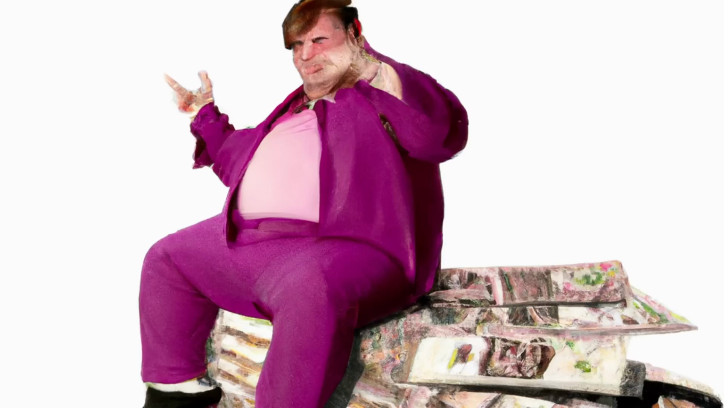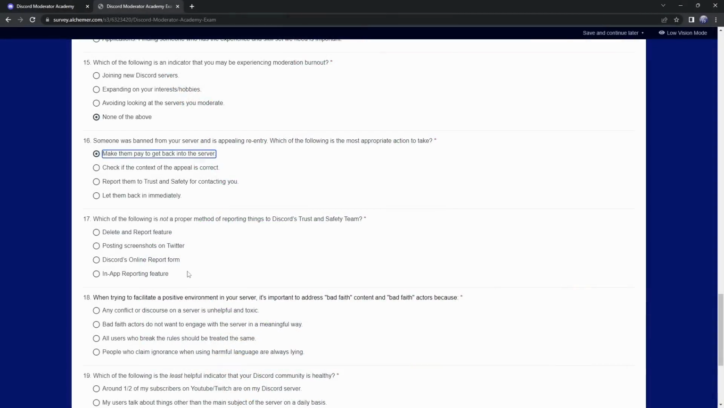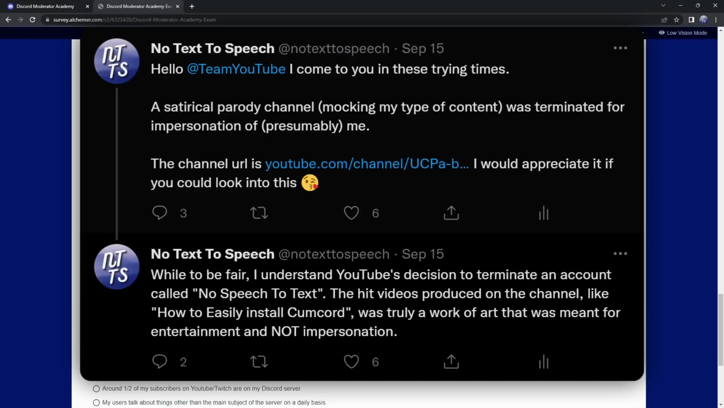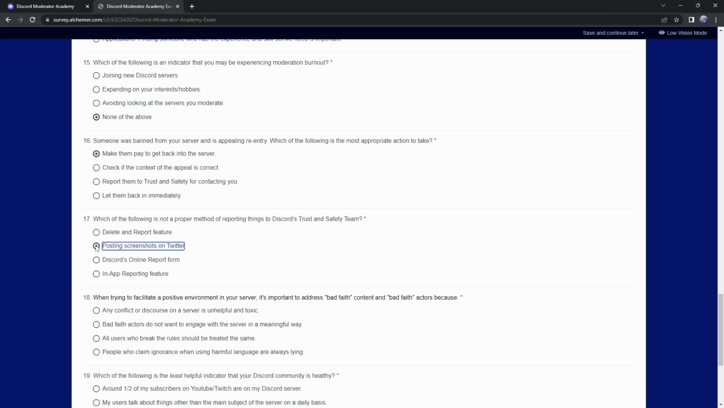It's $5,000. Number 17 says, which of the following is not a proper method of reporting things to Discord's trust and safety team? Generally speaking, when I have any problems, I just post it on Twitter. It works most of the time. I mean, I cry to YouTube on Twitter. I cry to Duolingo on Twitter. I mean, just positive reinforcement, right? If it works for me, it must work for you.